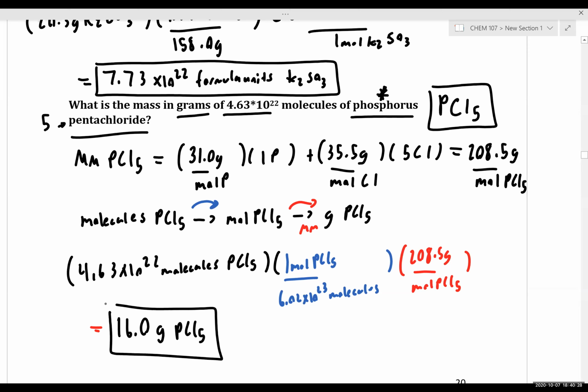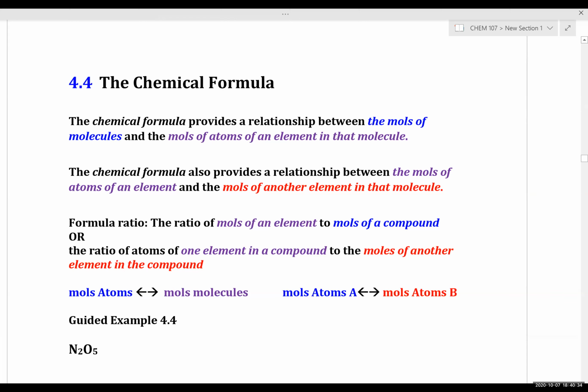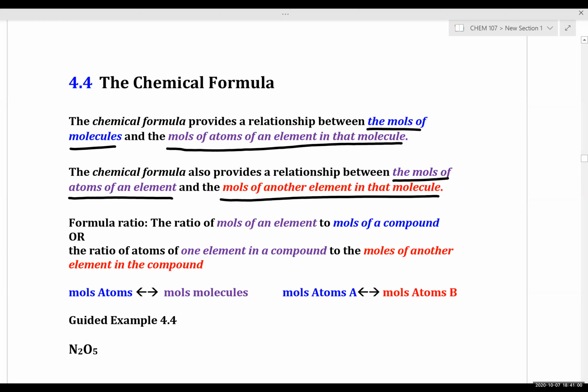Yes. Perfect. So let's talk a little bit about the chemical formula. The chemical formula is a really useful tool as it provides a relationship between the moles of a molecule and the moles of the atoms of an element in that molecule. Additionally, the chemical formula also allows you to relate the moles of one element in a compound with the moles of another element in a compound. Now, the conversion factor that we derive from the chemical formula is known as the formula ratio. It's the ratio of the moles of an element to the moles of a compound.